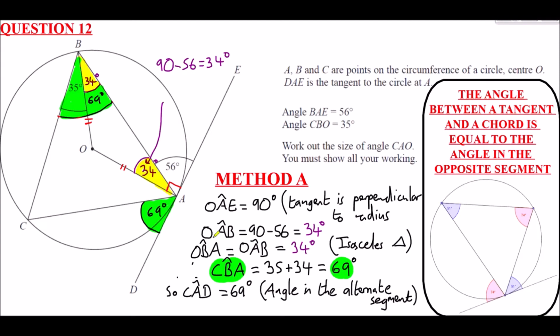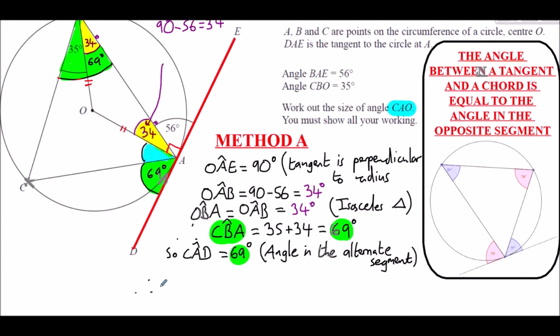So we're pretty much home and dry now. We've done everything apart from the last stage. So we want to work out CAO, which is just this tiny one in the middle of all the rest that's going on. Okay, and if you notice, 69, CAO, and this right angle are all lying on this tangent from E to D. So we can use the idea that angles on a straight line add up to 180 degrees.